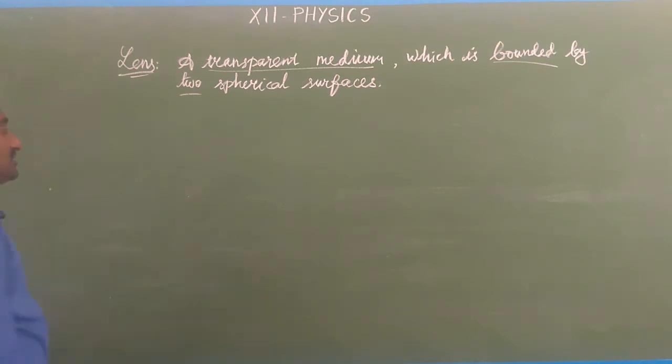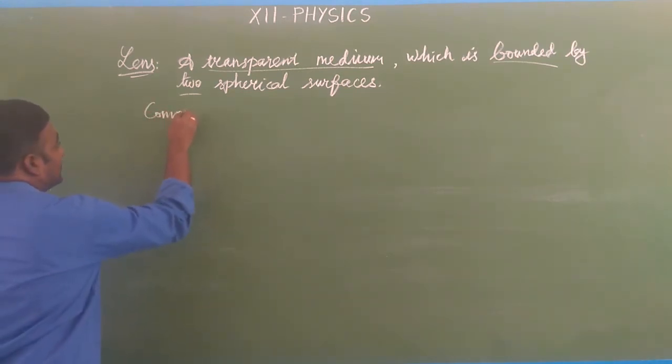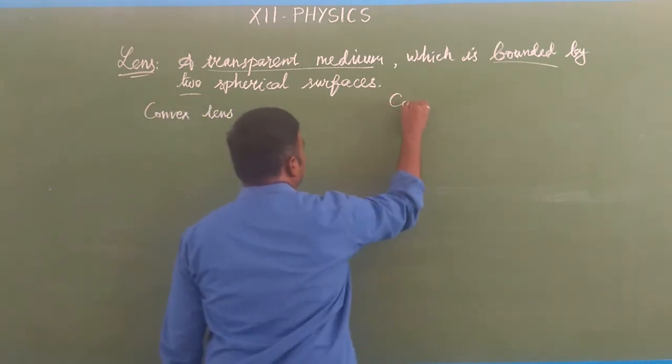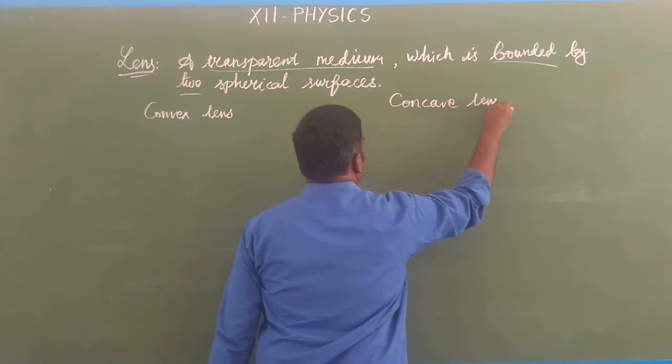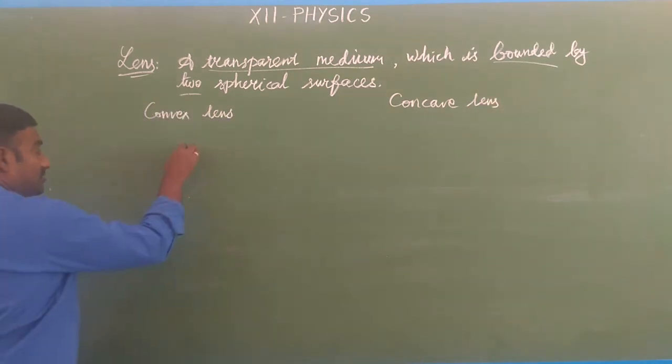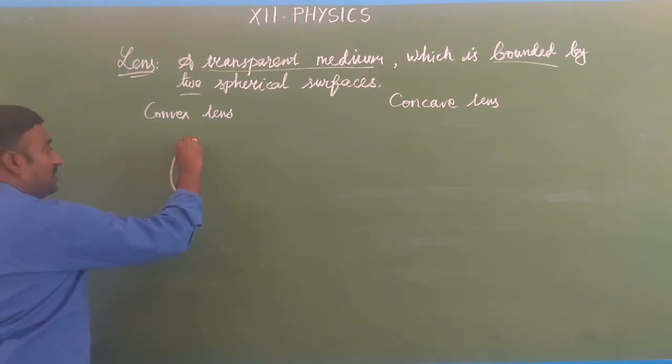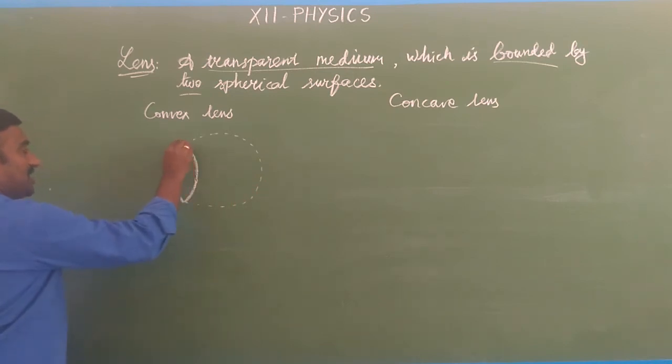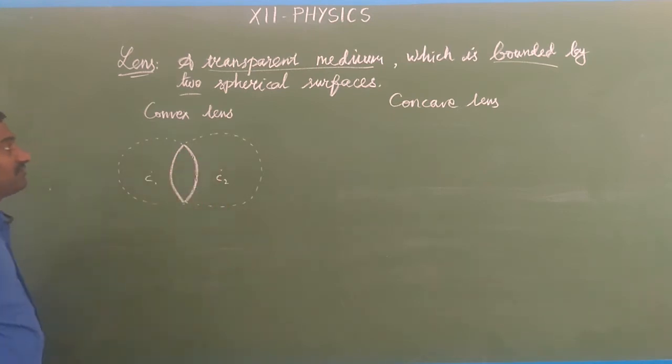There are two types of lenses. One is a convex lens, and another one is a concave lens. A convex lens is a transparent medium on which both sides are curved outwards. This lens forms a part of a sphere. The sphere has a center which is called the center of curvature. A spherical lens is bounded by two spherical surfaces, so it has two centers of curvature.